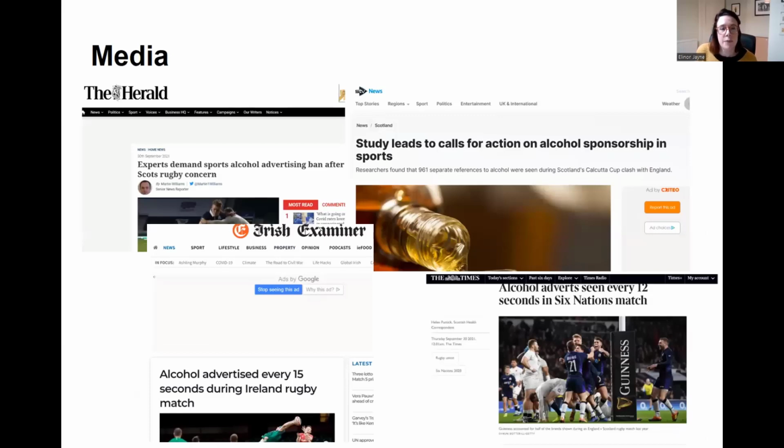So next slide. So this is an example. These are just some examples of the media coverage we got around our launch. It's just a sample, and we also did a number of broadcast interviews in Scotland, UK/England, and also Ireland as well, because the findings were relevant in all those countries, and it was a really useful report in each of those nations. Next slide, please.